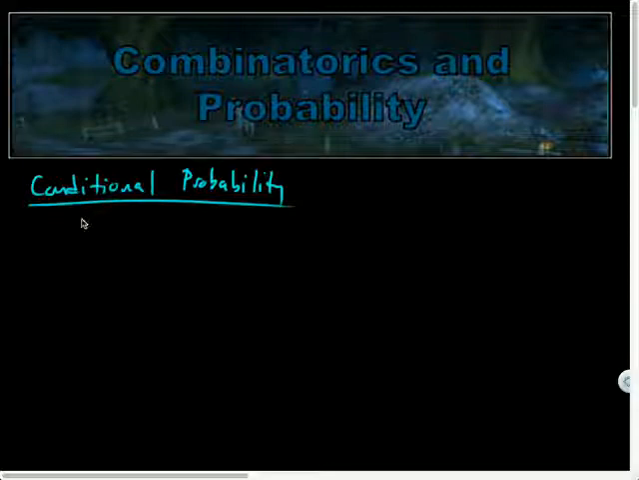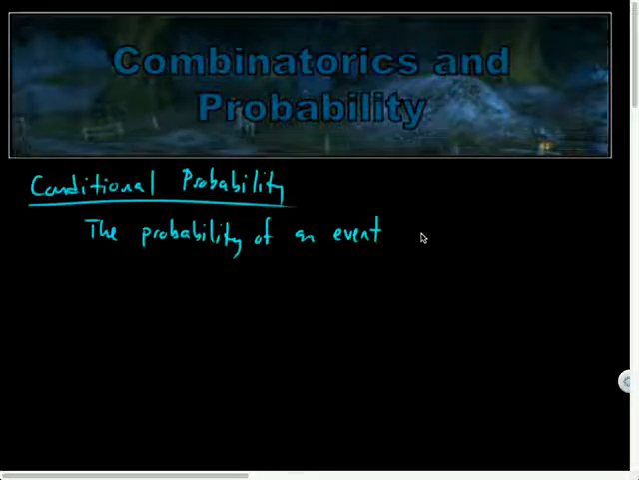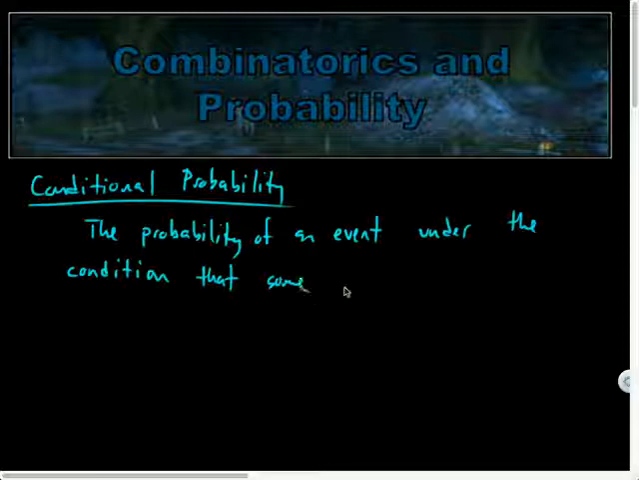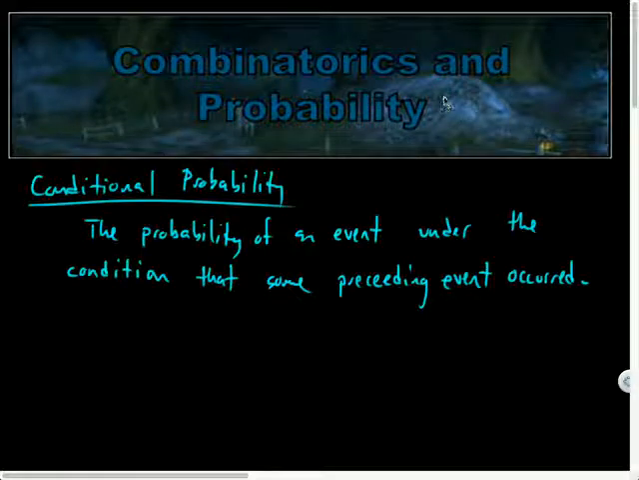Good stuff. We've actually seen glimpses of this concept in some of the previous questions. Let me tell you about what this means. It is the probability of an event under the condition, conditional, that some preceding event occurred. Bam. So that's conditional probability.